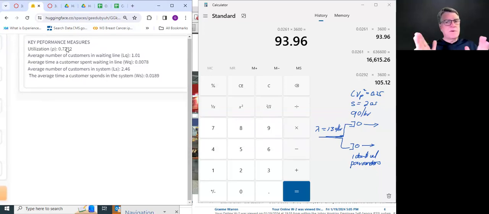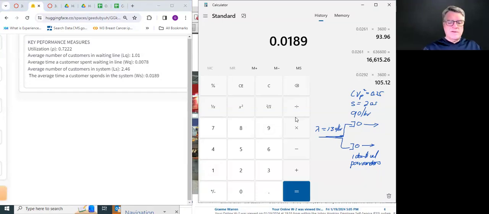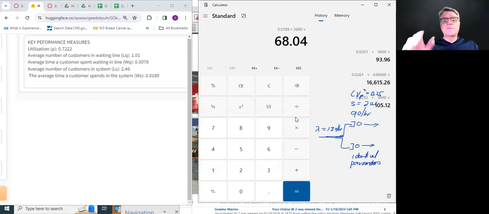All right, so guess what? Utilization is still the same at 72%. And now I'm at 0.0189. 0.0189 times 3600. So now I'm down to 68 seconds. So base case 105, train them, come down to 94. Alternatively, pool, and you got a more substantial drop down to 68.